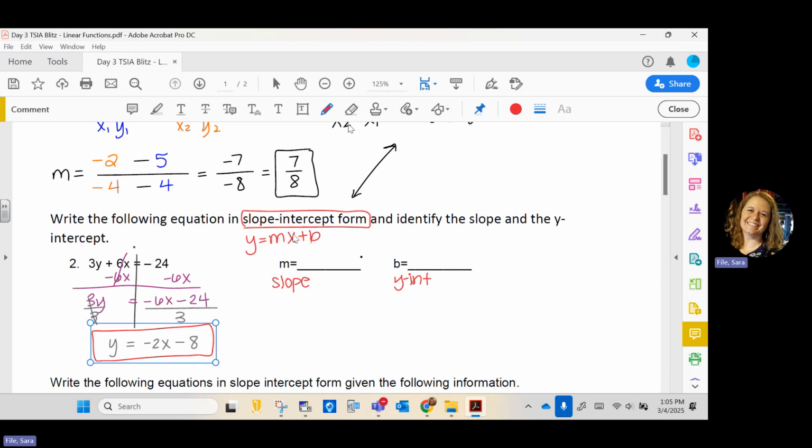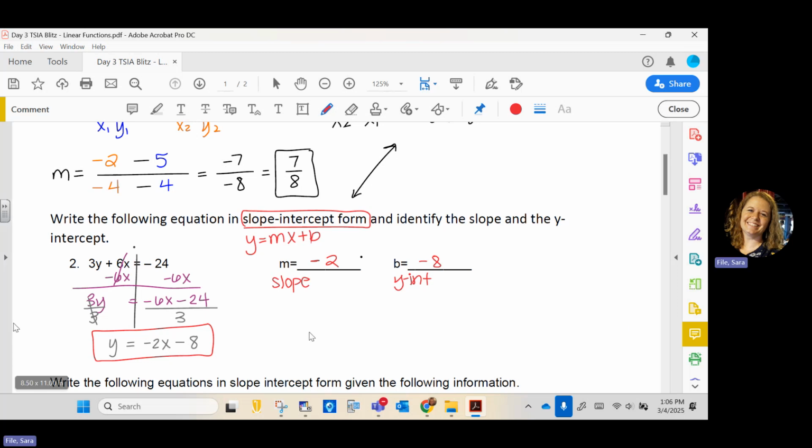In this format, mx plus b, and m is the slope. So what's my slope? Can you see the number in this corresponding spot? The coefficient in front of x in our equation here? -2. Good. So -2 is our slope. What part's the y-intercept? The b value. -8. Good.